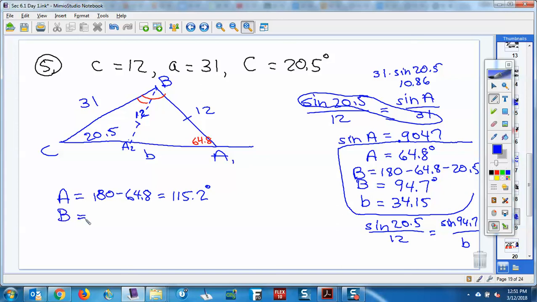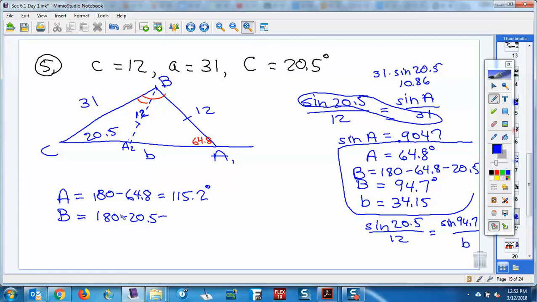So now I got B. Well, that's going to be 180 minus the 20.5. Now it's a different reason I'm subtracting 180 here. Remember, the reason I subtracted 180 here was because I had sine of A equals 0.9047, and I had to get different possibilities for angle A. So that's why I'm subtracting 180 there. It was because of this thing right here, right? But now I'm trying to find the third angle, this B right here.